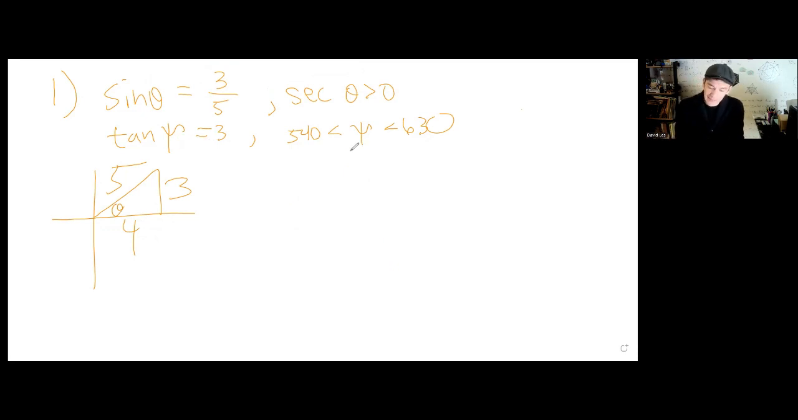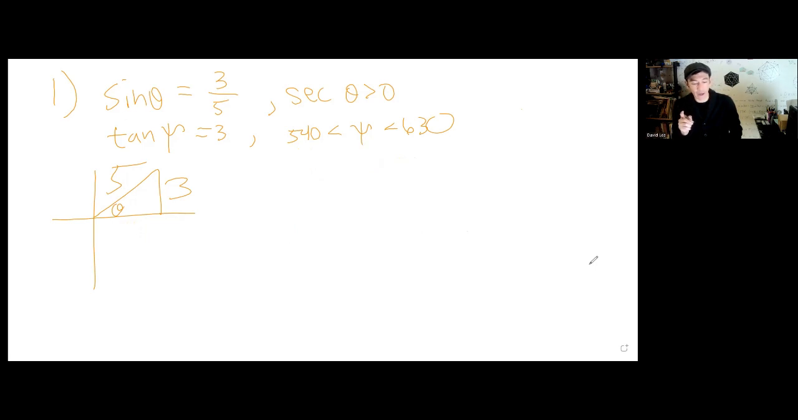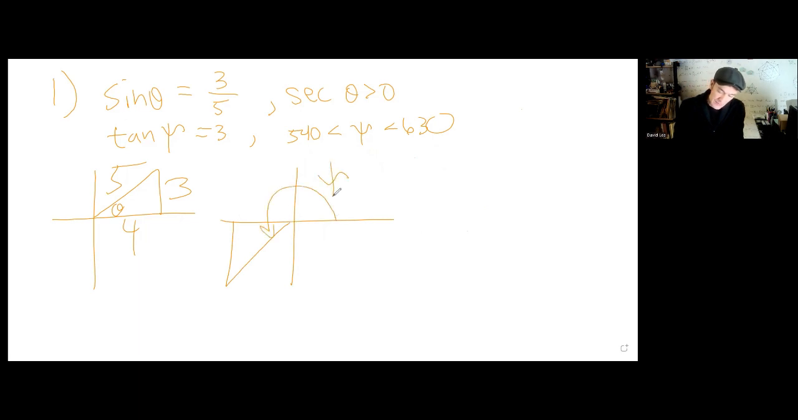Now notice that psi is between 540 and 630. Why don't we subtract 360 from this and from that to see that psi is an angle between 180 and 270. So I know that psi is going to terminate somewhere in quadrant 3. Yes, somewhere in quadrant 3. So I know that psi takes us somewhere there.